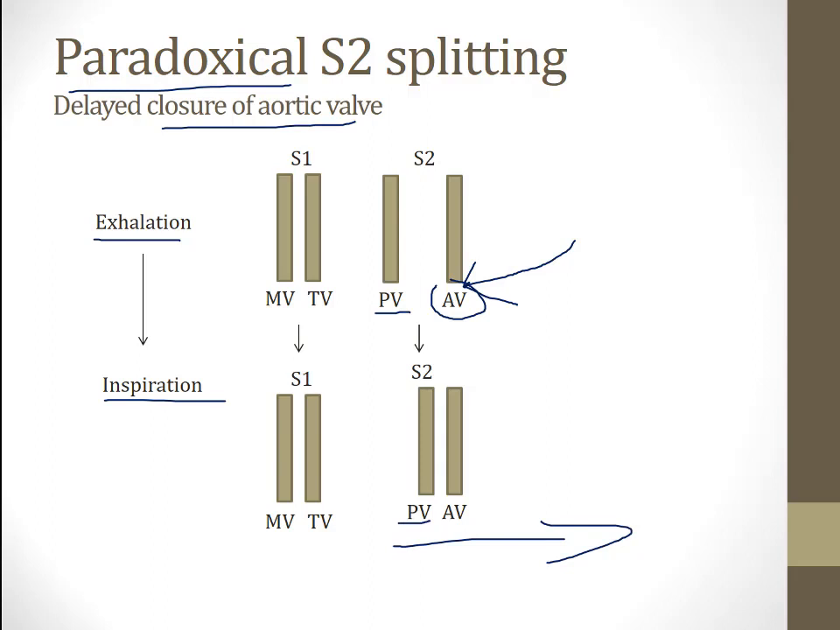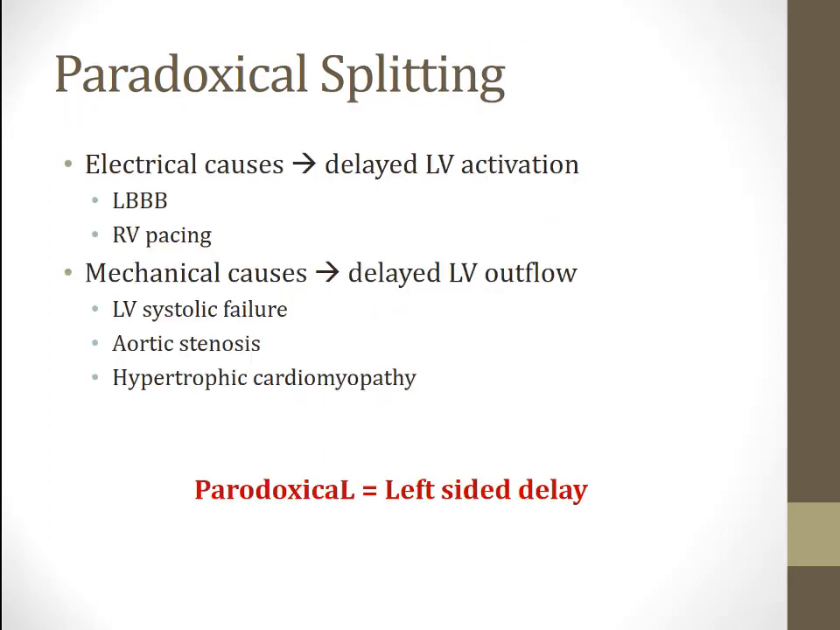When you're listening to the heart, what you will hear is a paradoxical split. You will hear no split during inspiration and you will hear a split during exhalation. This is the opposite of what's normal and therefore it's called paradoxical S2 splitting. So what could cause delayed closure of the aortic valve and paradoxical splitting?